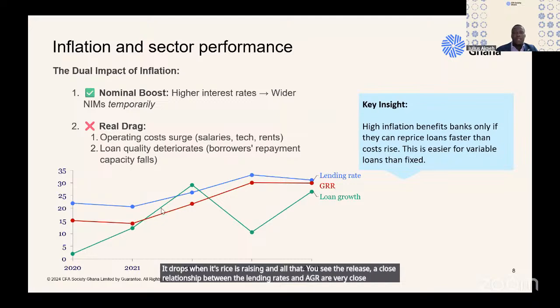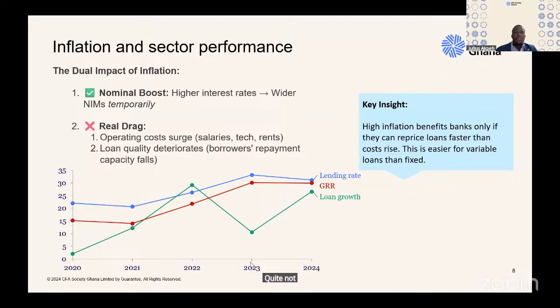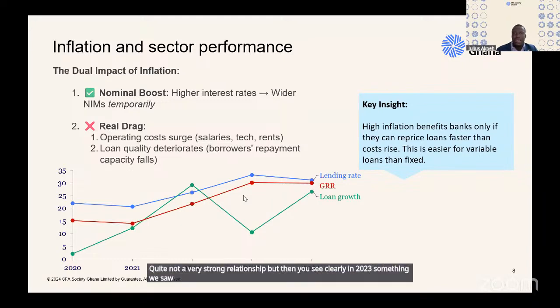Now, if you compare that to the loan growth here, it is not a very strong relationship, but you see clearly in 2023, as we saw a few slides ago, that when the lending rate and the GRR were rising, the loan growth was declining, right?